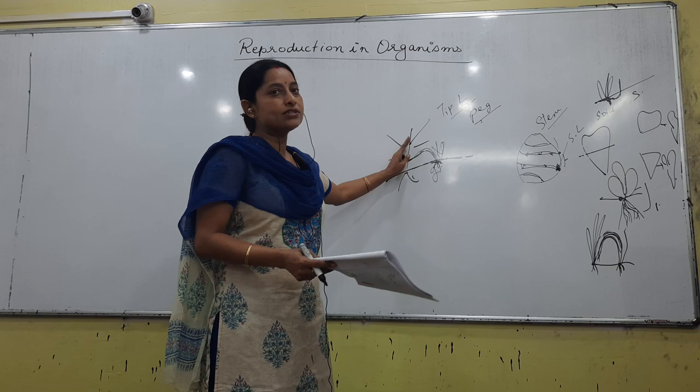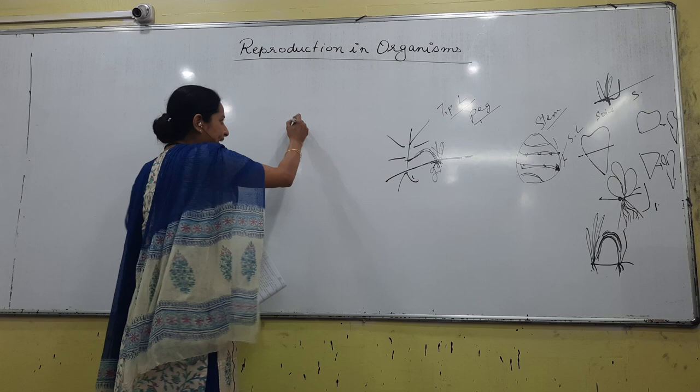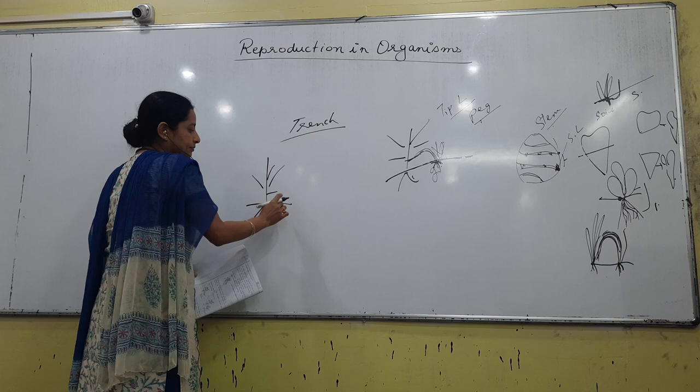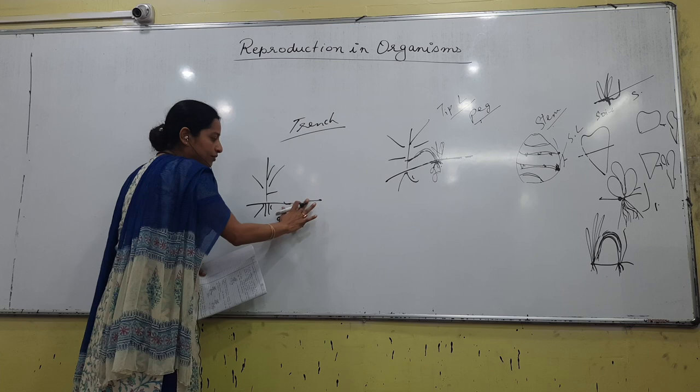That was the first one. Next, we have something called trench layering. What is trench? Look into the diagram. Just see, this is the ground or the soil. What you do in the ground, you develop a hole.